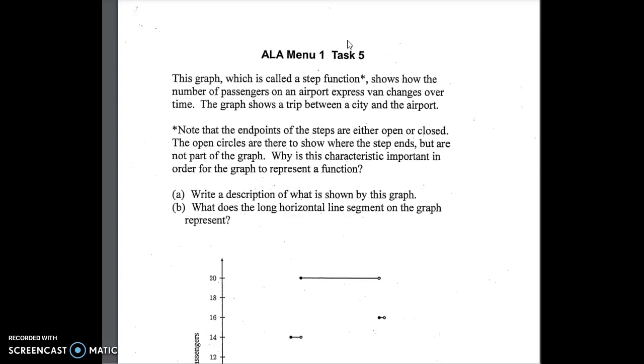Why is this characteristic important in order for the graph to represent a function? Write a description of what is shown by this graph. What does the long horizontal line segment on the graph represent?